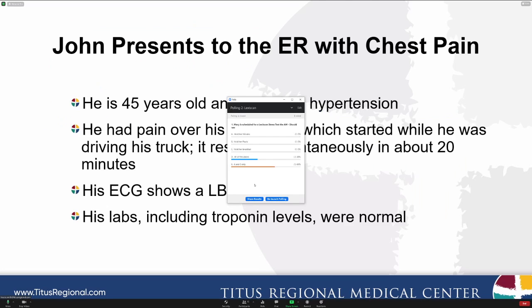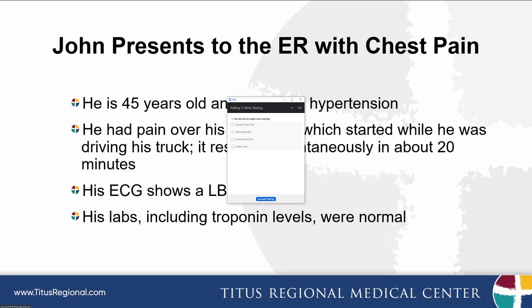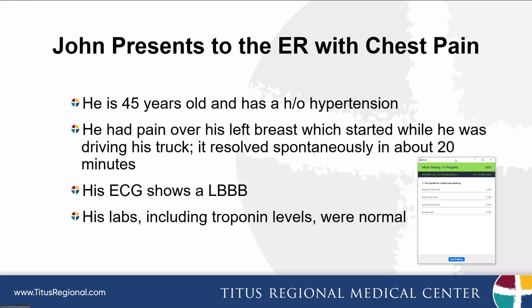All right, this is going to be our last polling question, and then we're going to open it up to questions from you guys. So we have a patient, John, who comes to the emergency room with chest pain. He's 45 years old. He has a history of hypertension. He had some pain that occurred over his left breast while he was driving his truck. It went away all by itself in about 20 minutes, and he came to the emergency room, and his EKG showed us a left bundle branch block. His labs, including his troponin levels, were all normal.